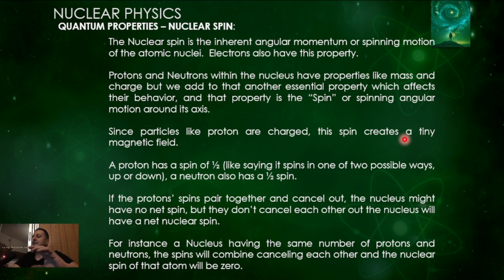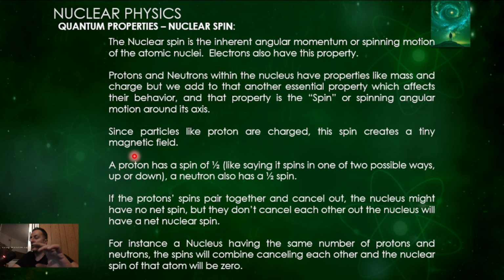Because it is the movement of any charge which would create a magnetic field around it. So when a positive charge moves, it creates a local magnetic field. A proton has a spin, for instance, of 1/2, meaning it spins in one of two possible ways, up or down. A neutron also has a spin of 1/2.